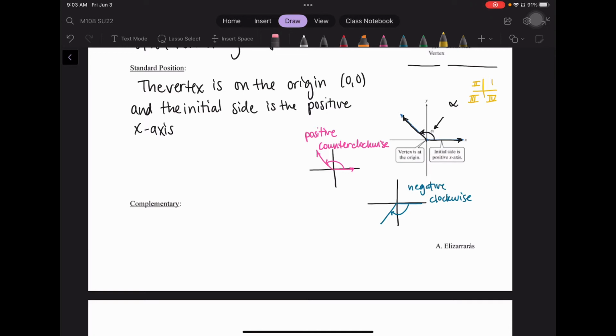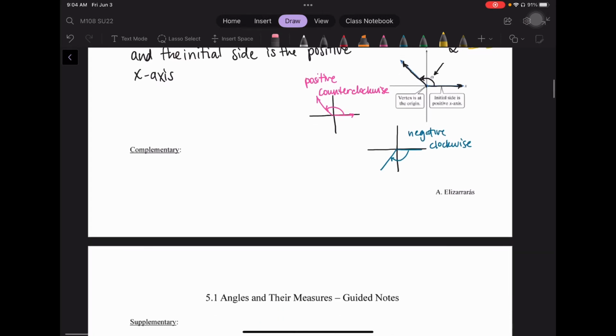You've probably heard this before, but complementary and supplementary angles. Complementary angles add up to 90 degrees. Complementary angles form a right angle based on the fact that it is 90 degrees we're talking about. So for instance, if I had an angle here and then I had another angle here, then I could say that alpha and theta are complementary angles.